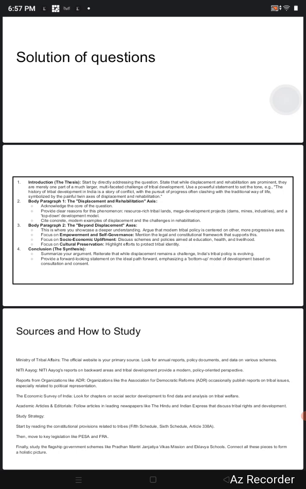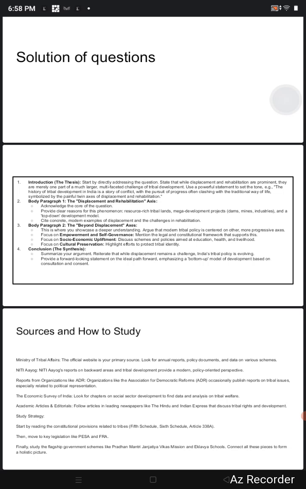In the introduction, you can start by directly addressing the question. Sometimes we have to pick up on the question directly, and that is a good thing. Say that while displacement and rehabilitation are prominent, they are merely one part of a much larger, multifaceted challenge of tribal development.